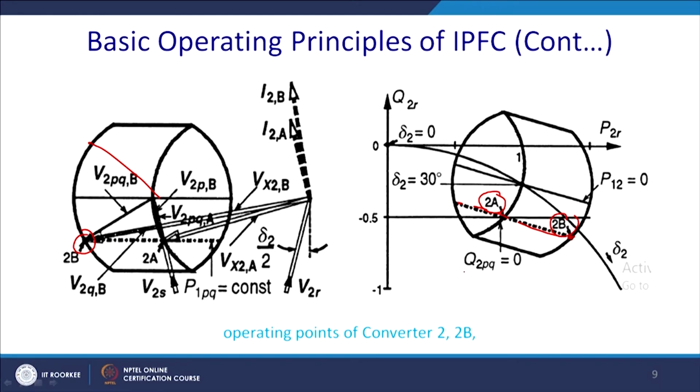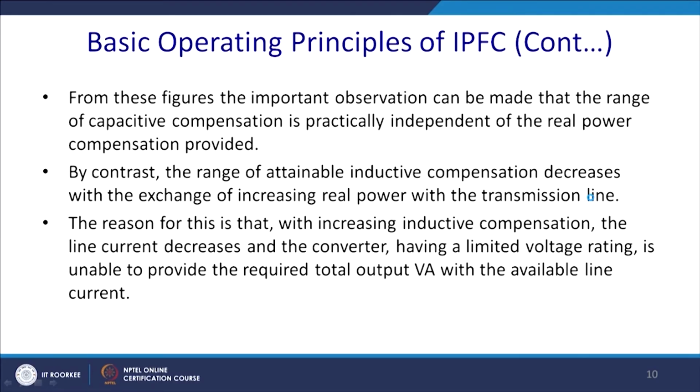So, similarly, this is a case of the line where real power exchange, imaginary power exchange is 0, and this is actually where the real power exchange is 0. Here it will go according to the magnitude. Thus, from the discussion, similarly it will be for the 2C. From these figures, the important observation can be made that the range of the capacitive compensation is independent of the real power compensation provided. So, it can have a separate independent power flow of reactive and real power.